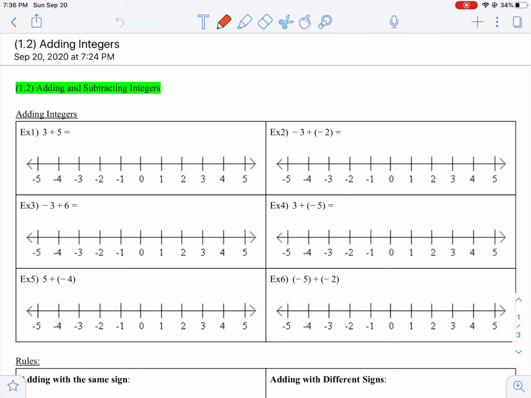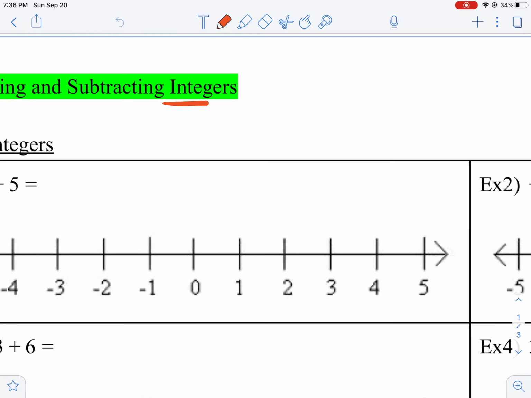In this video, we are going to learn adding integers. So let's just remember what an integer is. An integer is our negative and positive whole numbers. So like -3, -2, -1, 0, 1, 2, and 3. So those are our integers.